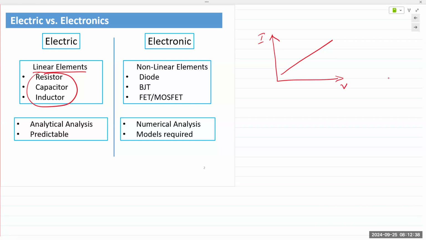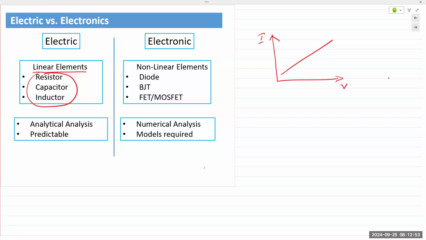Even for a capacitor and an inductor, we have differential equations. Capacitor current is C dV over dt. Inductor is L dI over dt. It is still a linear relationship between the voltage and the current.